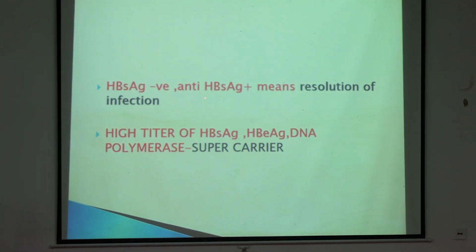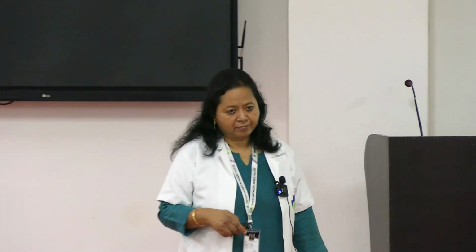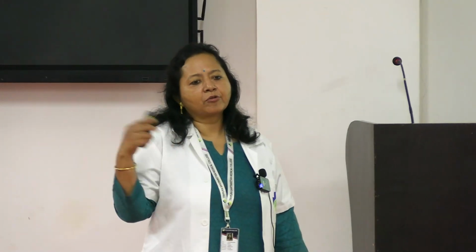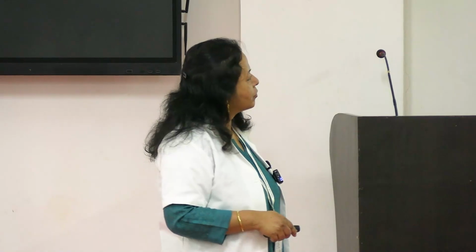Resolution of infection, where you have only HBsAg, you have already seen. High titer of HBsAg, HBeAg, DNA polymerase is a supercarrier. This is also asked. Who are the supercarriers? They are very dangerous. If you happen to get pricked by a supercarrier, there is a high viral load. They have HBeAg, DNA polymerase and HBsAg in high titer. A lot of viruses circulating in the blood. This is the supercarrier, and then carrier also.